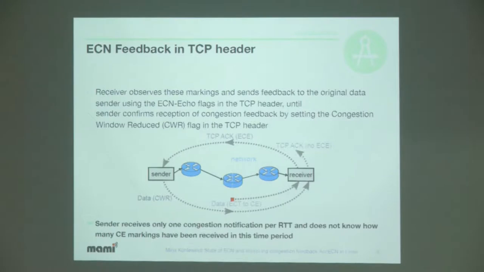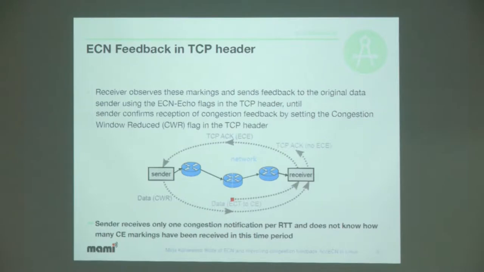So effectively, this is not a problem for today's congestion control, because congestion control will only react once per round-trip time to congestion, so it doesn't really matter if there's another marking appearing during this round-trip time. But there are currently more modern congestion controls which take this level of congestion into account, because it actually gives you some additional information. It lets you know if there's a lot of congestion or just a little bit of congestion, and you can adapt your behavior to it.